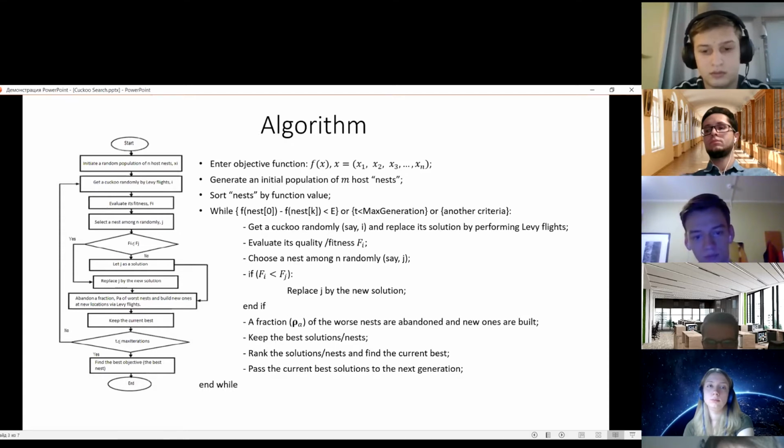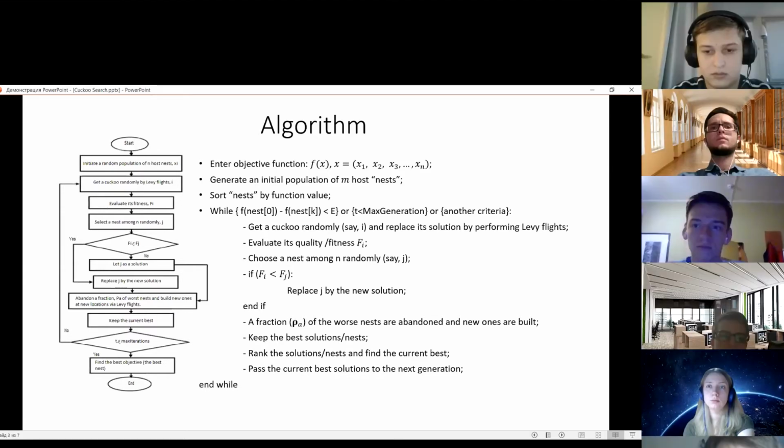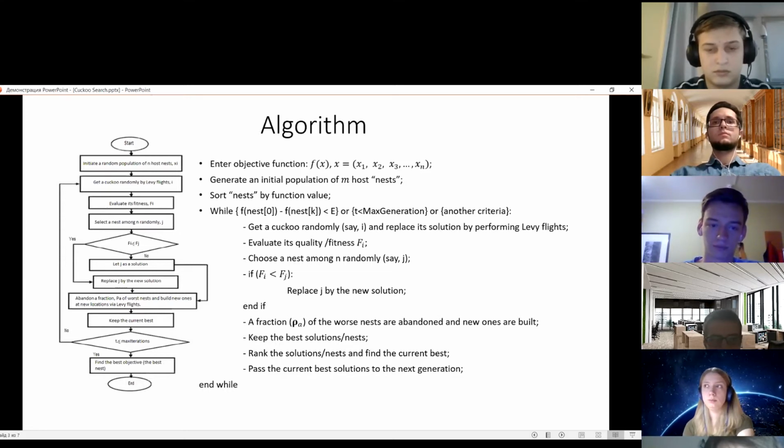Other steps are in a loop that will stop at our chosen criteria. There is the criteria. Levy flight is a method, some random older solution is worse than a new one. Then we replace the host nest with it.